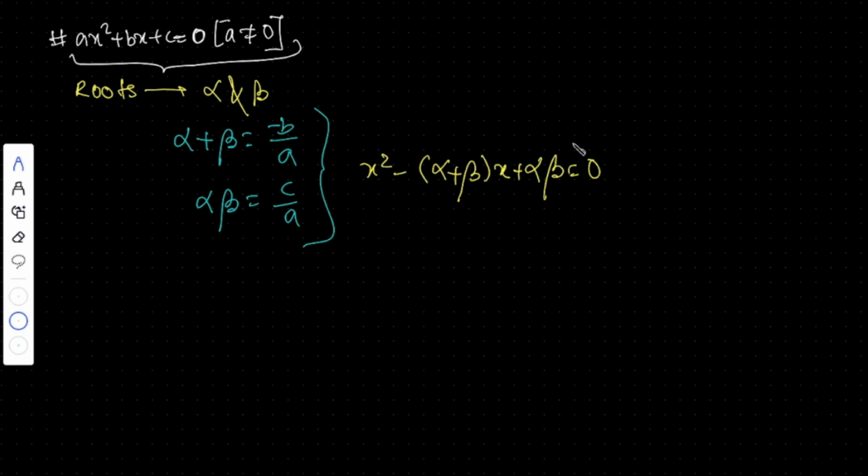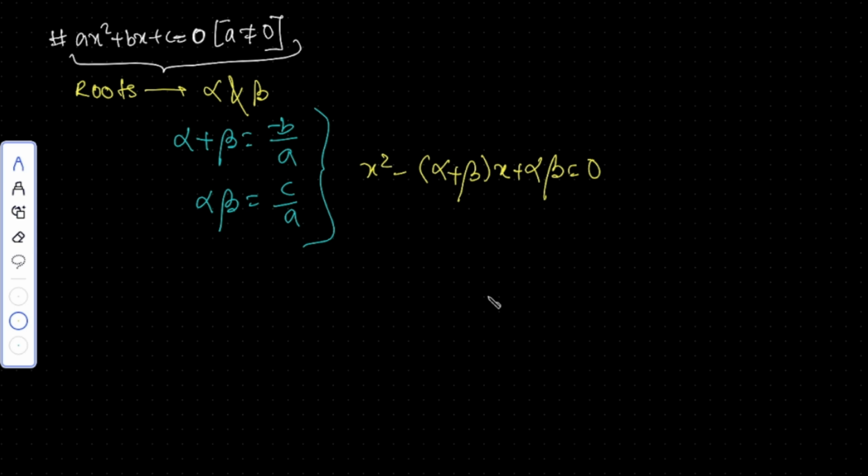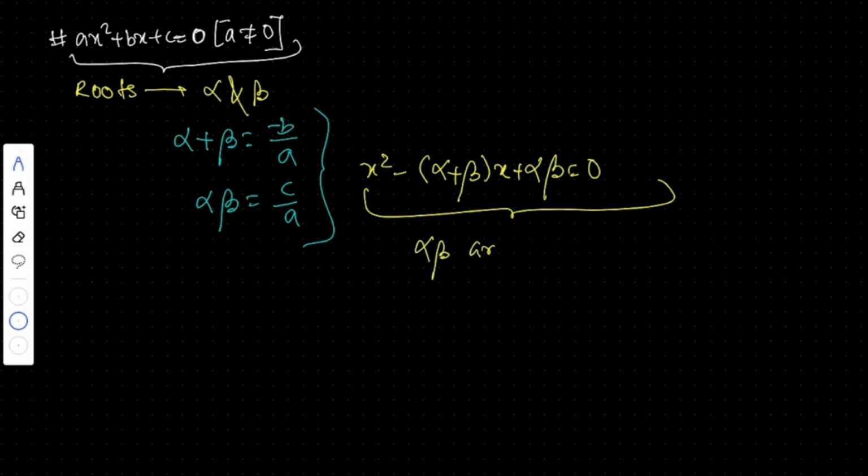Alpha plus beta is what? Minus of minus b by a becomes plus b by a x plus c by a equals 0. It becomes simply this term only. So that's how we write the equation as a x square minus alpha plus beta x plus alpha beta, where alpha and beta are roots of the equation.